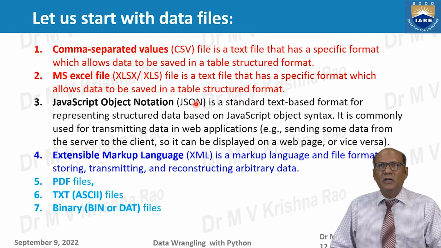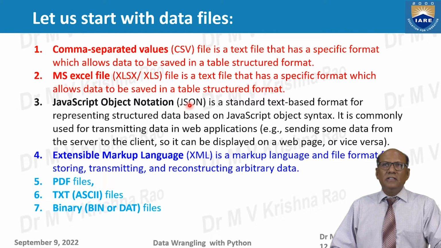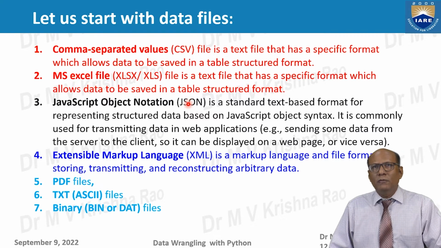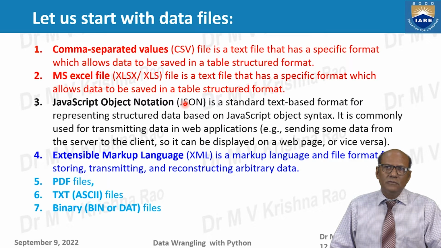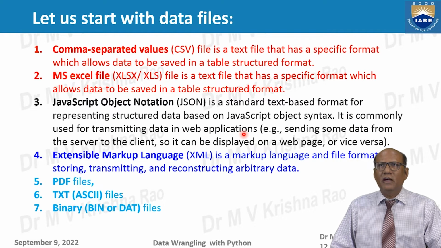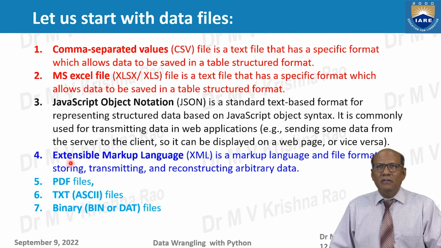Then JavaScript Object Notation. This is called a JSON file. It is a standard text-based format for representing structured data based on JavaScript object syntax. So if you open this JSON file, it can be easily read in Python. If you open it with Notepad, you can also read the data, but along with that you have some additional tags, which you have to clean if you want to save it as a text file. It is commonly used for transmitting data in web applications because JavaScript is involved there.